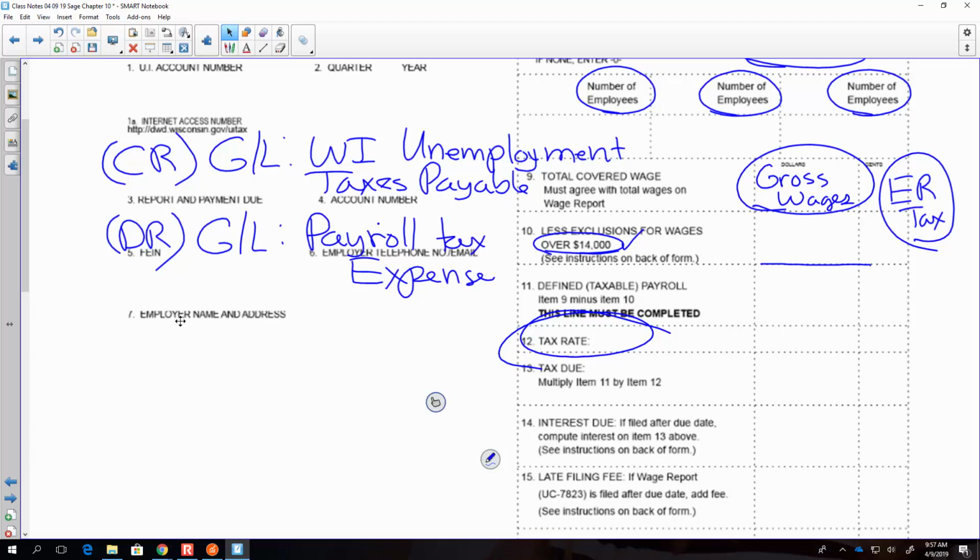My first job was to do voluntary contributions. Does anybody know what that means for unemployment? Voluntary contributions, to lower your tax. Yes. In October, November-ish, the State Department of Workforce Development sends every employer what their new tax rate will be for next year. I've had clients throw that away. They don't realize what it is.